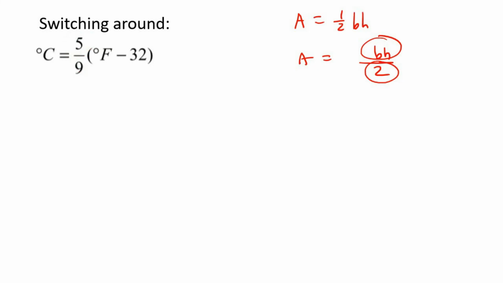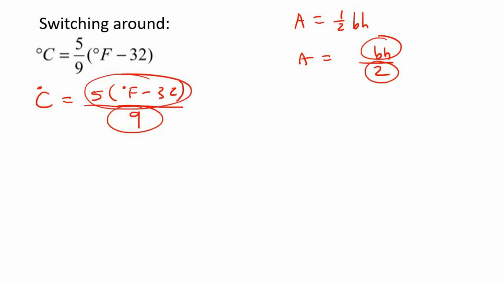This 5 over 9, we're going to do the same. So we're going to write it like this. We're going to say 5 brackets Fahrenheit minus 32 over 9. So now we have a top and a bottom. It just makes it easier to work with. It's exactly the same thing.